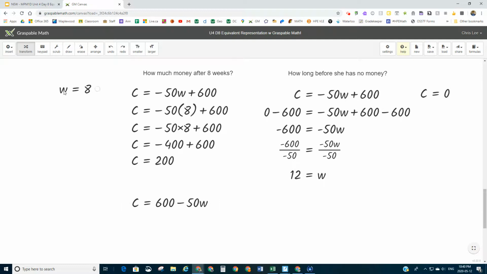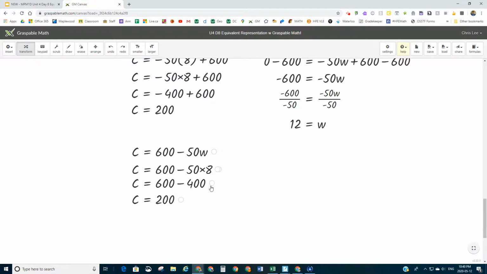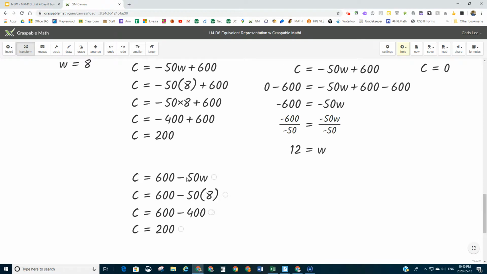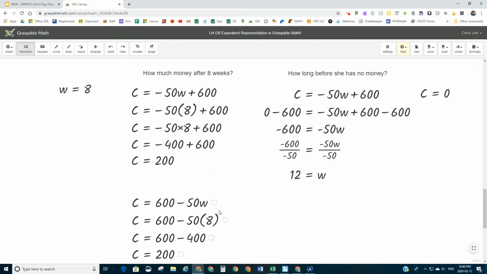So we're still going to sub in the W equals 8. So I can go and plug that in right there. Still do the multiplication. It's 400. And then 600 minus 400 is 200. We get that. Let's show those steps. There's one more step there. There we go. Let's hide that guy. That looks most like our stuff. Okay, so that's another way we could have used this version of the equation to answer it.